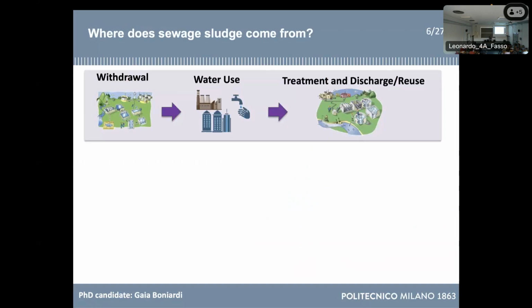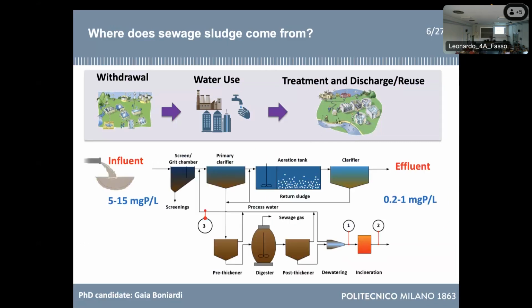Where does sewage sludge come from? I know that most of you know what sewage sludge is, but let me just introduce this. So we usually have the water withdrawals, then we use the water, we consume it, and then wastewater is treated and discharged or reused. So here we have a common configuration of a wastewater treatment plant. We have the influent and we have the effluent. What comes out is the sewage sludge.